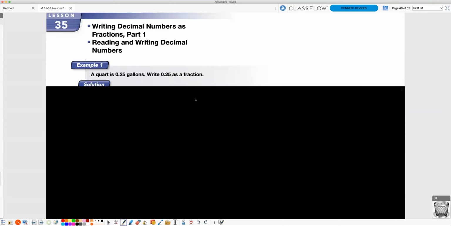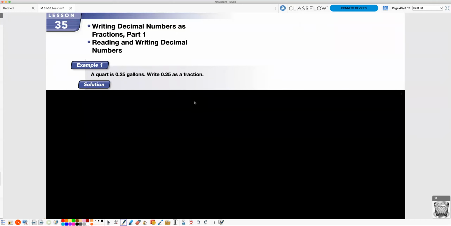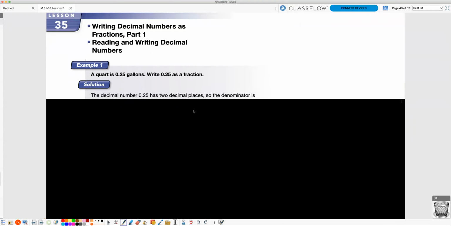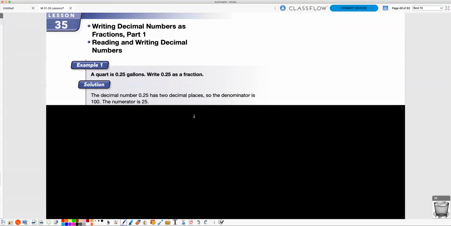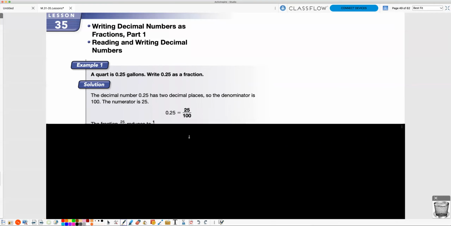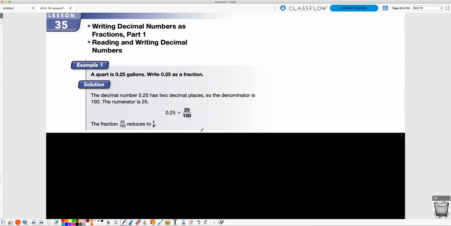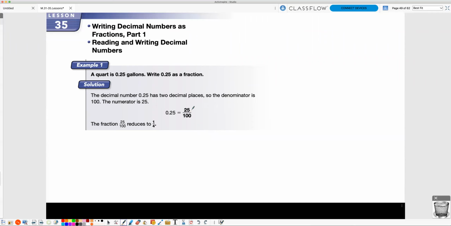Example 1, a quart is 25 hundredths of a gallon. Write 25 hundredths as a fraction. And what we want to do is use 25. We notice it has two decimal places, so that the denominator is 100. The numerator is going to be 25. This fraction also reduces to 1/4 because both the denominator and the numerator are divisible by 25. If you divide 25 by 25, you get 1. If you divide 100 by 25, you get 4.